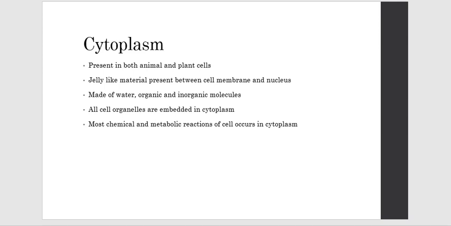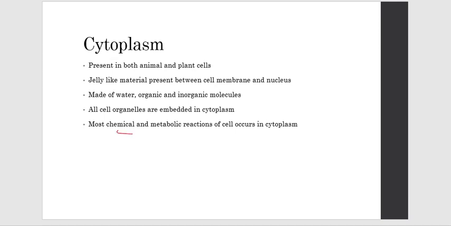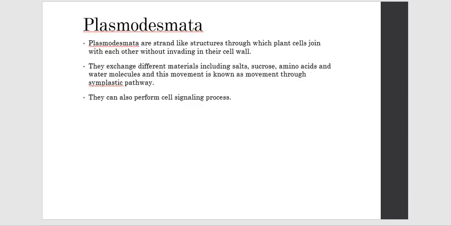Cytoplasm is present in both animal and plant cells. It is the base of the cell, in which the cell organelles are present and perform their different functions. It is a jelly-like material present between the cell membrane and the nucleus. It is made up of water and organic and inorganic molecules. All cell organelles are embedded in the cytoplasm, and they perform their different chemical and metabolic reactions in the cytoplasm.